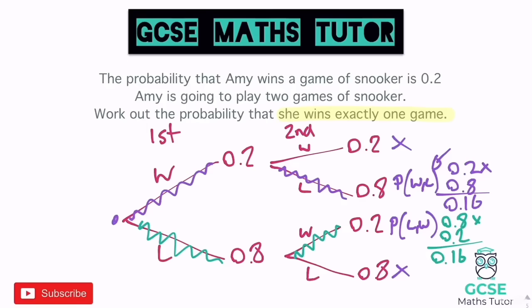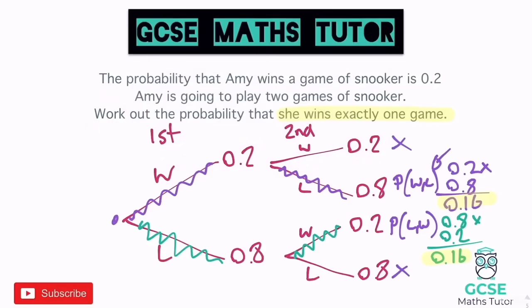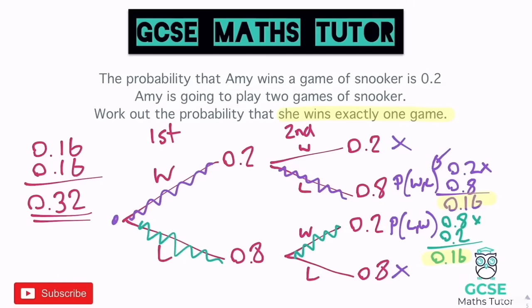So we've got our two answers there. We've got 0.16 for that route and 0.16 for that route. And when we've got two probabilities to combine, we just add them both together. So 0.16 add 0.16 gives us a total probability there of 0.32 as our final answer.